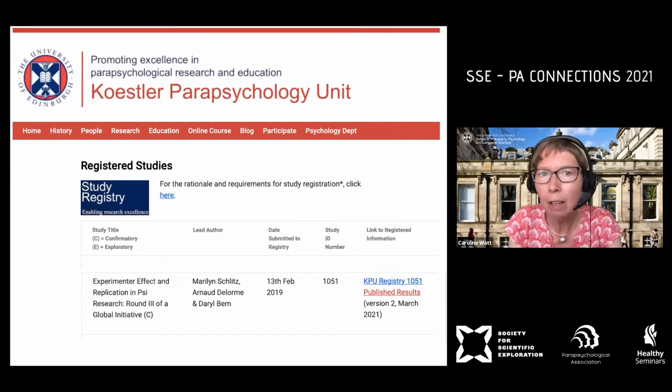We're lucky now that we have tools to deal with this, or to start to deal with it, this question of questionable research practices. So we have now, thanks to the internet, study registries which will help to solve that problem. And of course, as you know, one of them is run by the Koestler Parapsychology Unit.